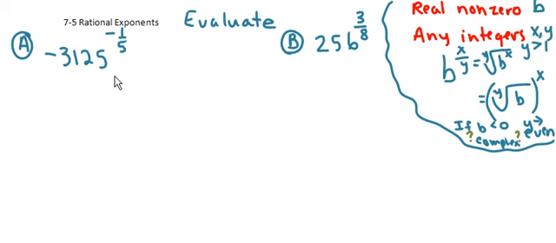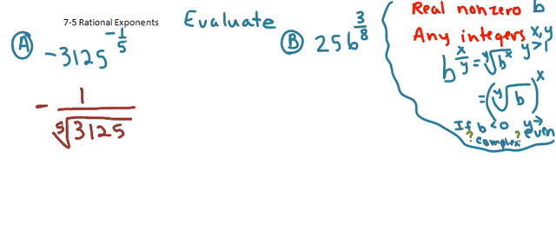We're going to begin with example A, noting that the overall term is negative, so we need to keep track of that. And then we notice that the exponent itself has a negative on it, and we recall that that means that this must be rewritten in the denominator. 3125 is the base, and we are going to write it as a radical indicating an index of 5, and the exponent is only 1.